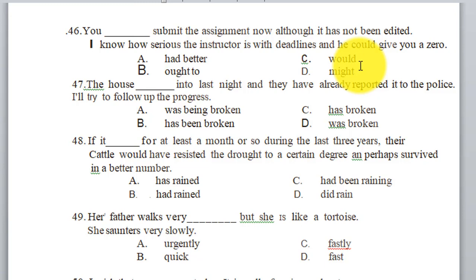So the other question here: you blank submit the assignments now, although it has not been edited. I know how serious the instructor is with deadlines, and he could give you a zero. What it wants to ask is had better and ought to. When do we use strong advice? Had better. If you do not do that, you'll be in problem. Had better is used for very serious strong advice. For example, the film begins at 2:30. I had better go now. Right, it's strong advice. If I don't go, I'll miss the film. That is strong advice. This is an interesting film, so I should go. It's advice but not serious, strong advice. It means it would be good to go. So it uses should.